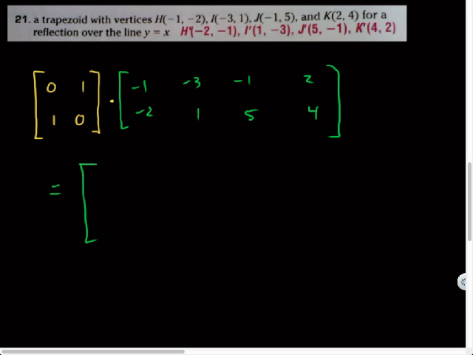Actually, let's do a little dimensional analysis here. Here's a 2 by 2. This is a 2 by 4. The inner numbers match. Hooray! And the answer will be the outer numbers. So that's a 2 by 4.